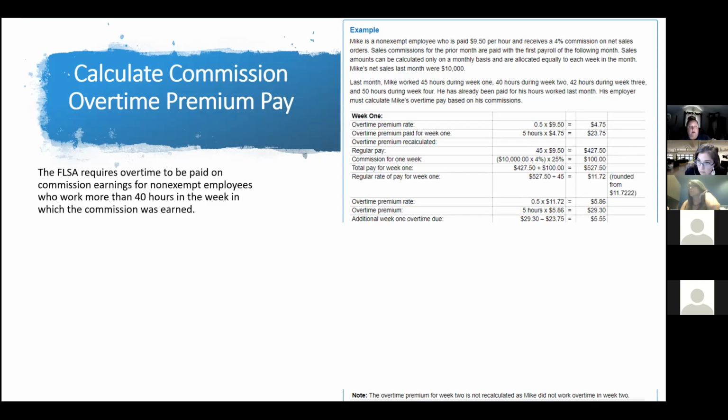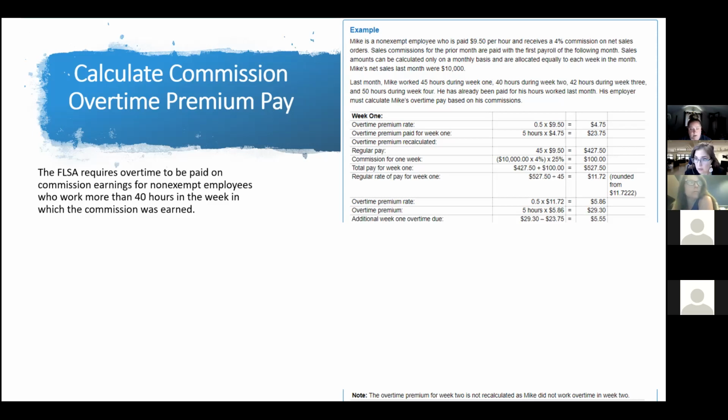Now, we're going to take his regular pay, which was 45 hours times $9.50, at $427.50. We're going to take his commission that's allocated to that pay period, which is going to be $100. That's his $10,000 times 4% times 25%, because that commission is being allocated evenly to each week in the month. So we're only taking a quarter of it for the first week. So that's $100. So his regular pay for week 1 was $527.50.